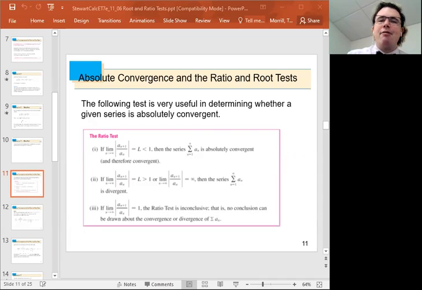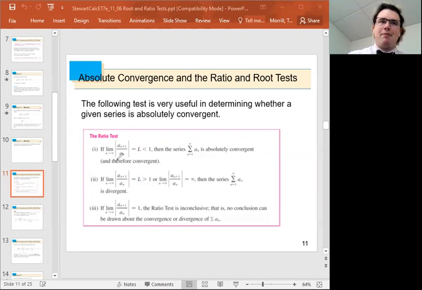Because if I did have a geometric series here, then no matter what n would be, my numerator would be a times r to the power n. The denominator would be a times r to the power n minus 1. So that limit would just be my ratio, r. If r is less than 1, the geometric series converges. If r is greater than 1, then the series diverges.